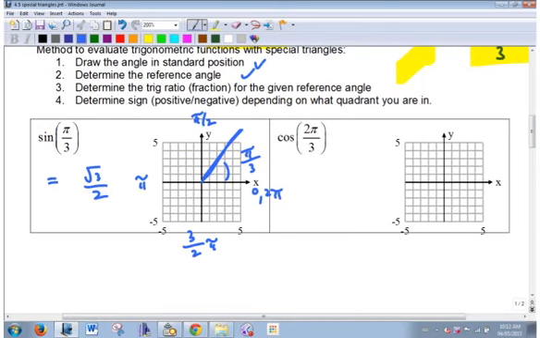Is that positive or negative in this quadrant 1? Is sine positive or negative in there? So we do this CAST thing, okay? Now it's easy in quadrant 1. Everything's positive. Let's just emphasize it. That's positive root 3 over 2. Now, why are you not allowed calculators? Obvious.